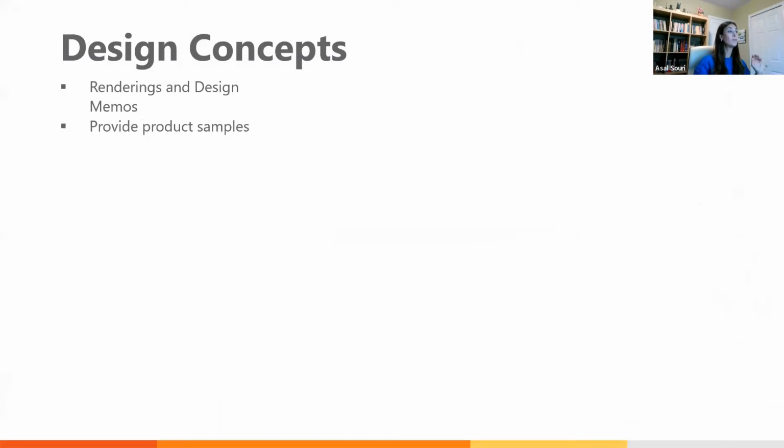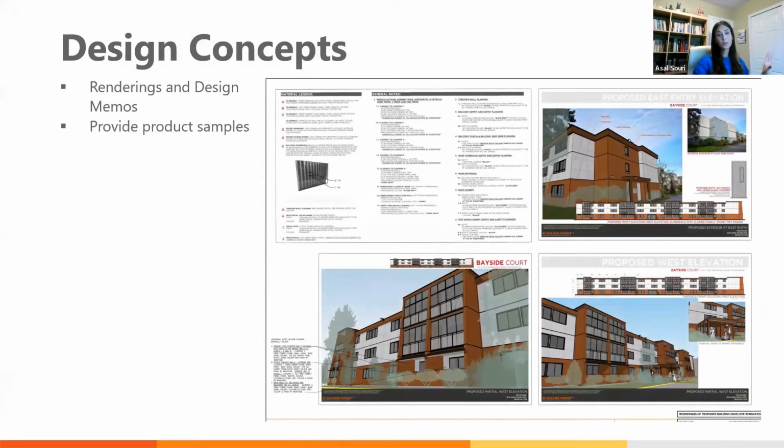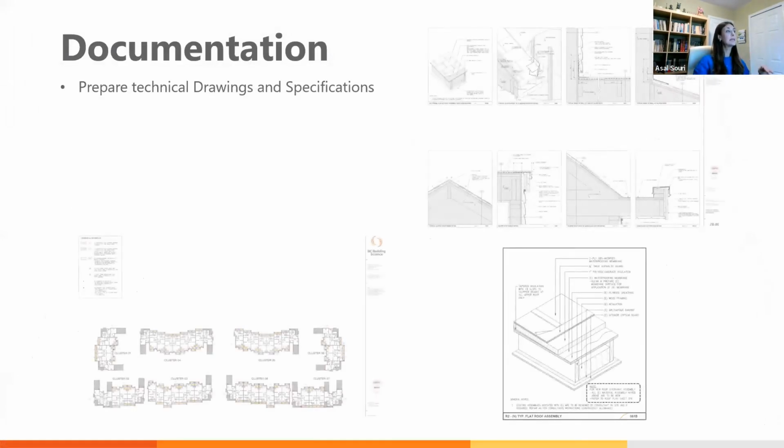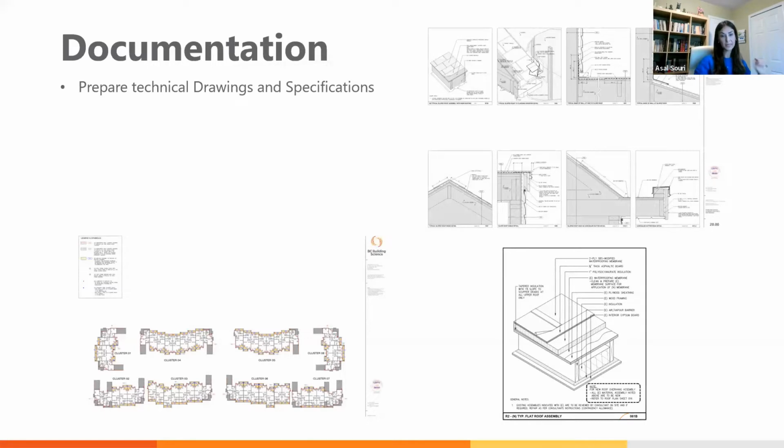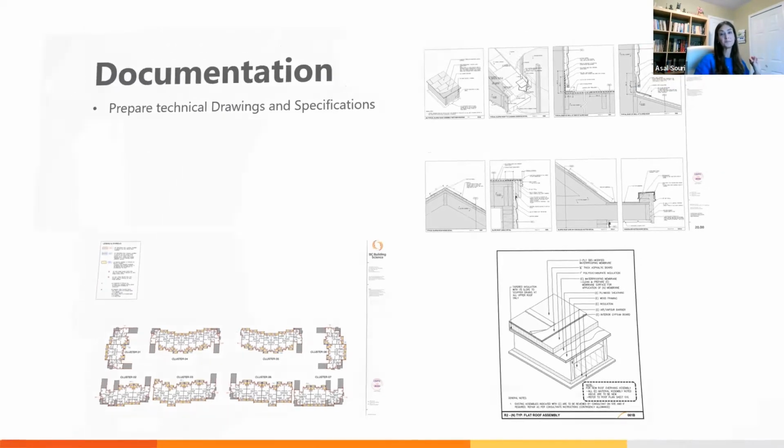Next is providing rendering and design memos, providing product samples, so the owners get a better sense of the finishing look of the buildings with all the information, finishing color, textures. Next, prepare technical drawings and specification. Clearly, these illustrate project requirements based on owner's approved design. Clear documentation generally allows for better pricing from contractors too, and also fewer changes during the construction.